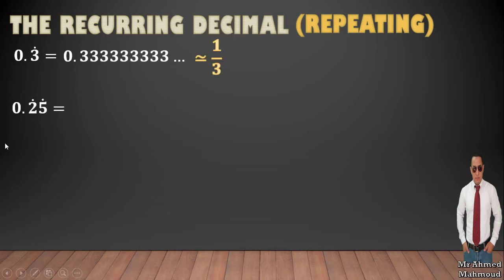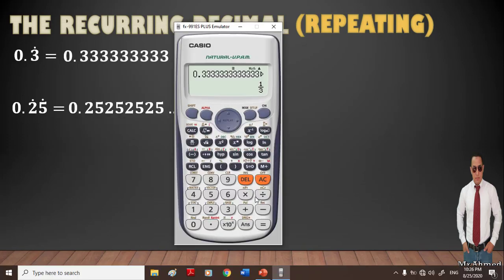Another example, 0.25 with dots above both digits. 0.25 means 0.25, 25 and so on, repeated 25. So in the calculator I write 0.25 repeated until the appearance of the black arrow. So I'm going to press equal. It gives me 25 over 99.